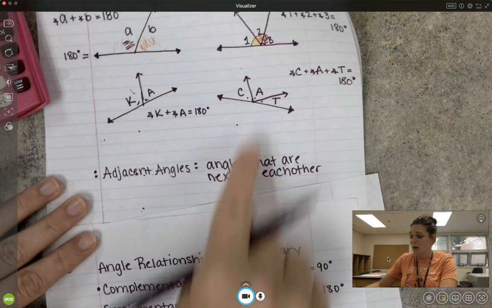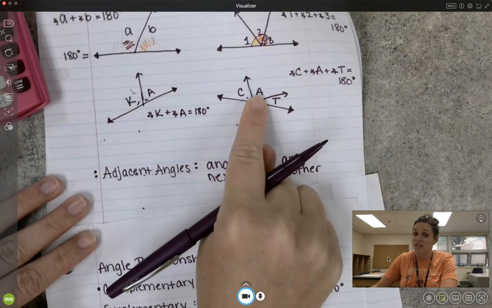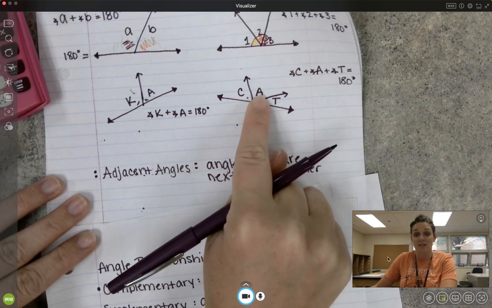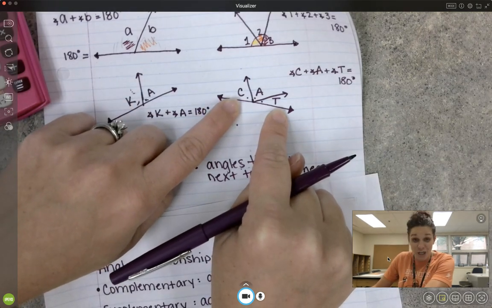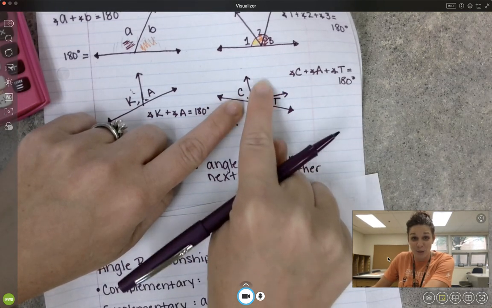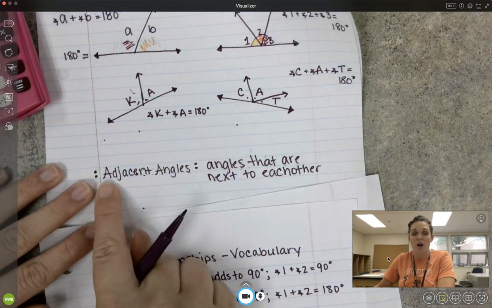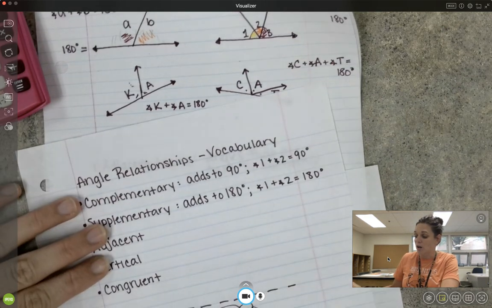All right, so A is adjacent to C. C is adjacent to A. A is adjacent to T. T is adjacent to A. T and C are not adjacent. They're not next to each other. A is in between them. Okay, so angles that are next to each other are called adjacent.